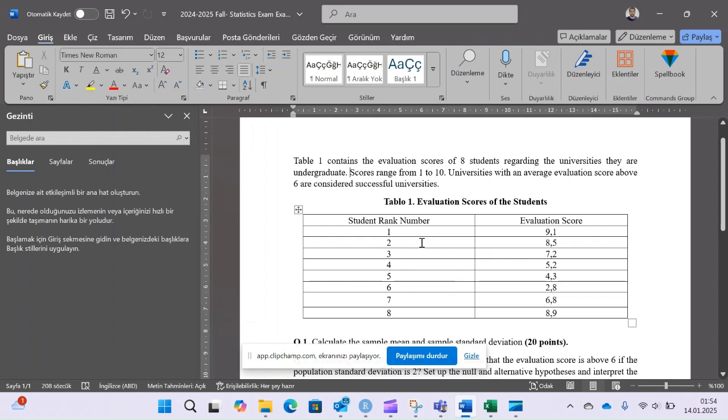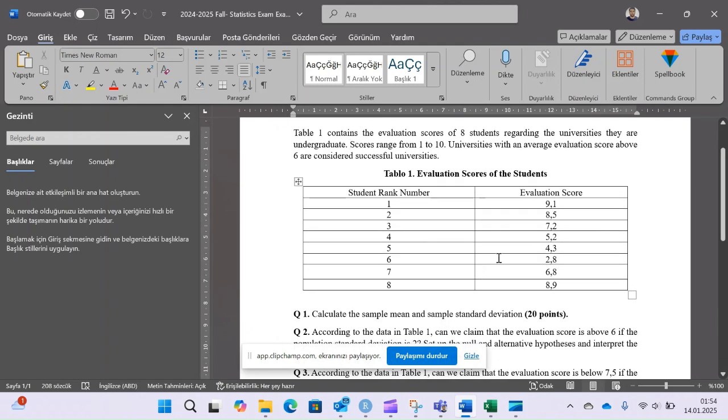In that table, table 1, we have the student rank number and the evaluation score of the 8 students. And these are the scores that the students give to their universities, and it ranges from 1 to 10. You see the evaluation scores of the 8 students: 9.1, 8.5, 7.2, etc. So here are the questions.